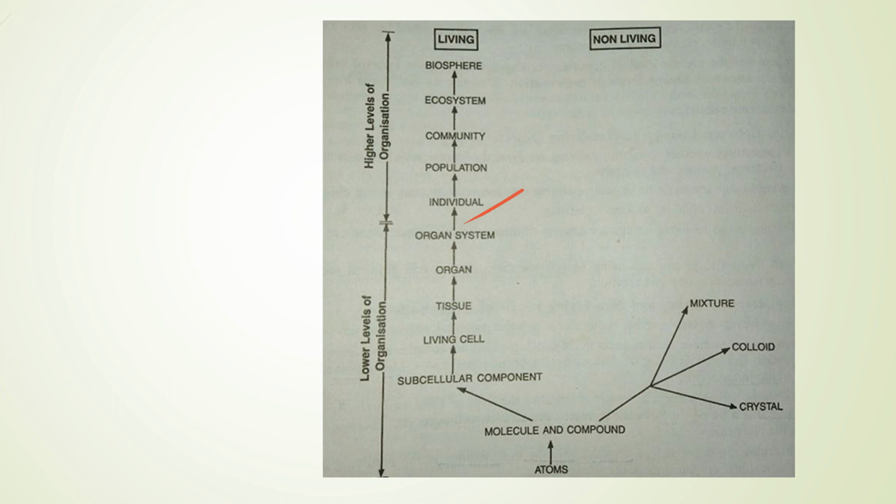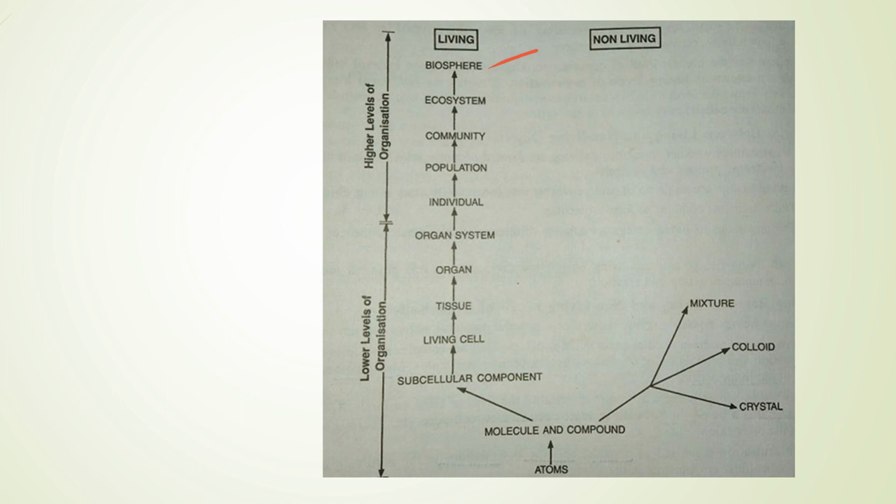Now individuals make populations, and then populations make communities. Communities make ecosystems, a group of biotic and abiotic components. So here this biotic component gets associated with the abiotic component. So association of all the biotic components with the abiotic components is known as ecosystem. Now ecosystems will make the biosphere.